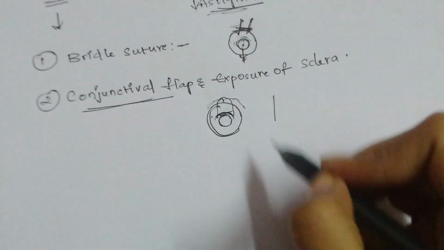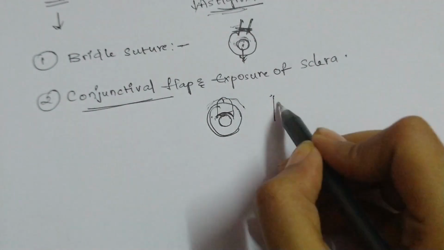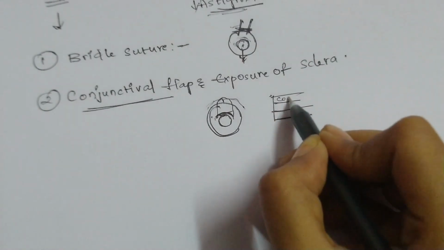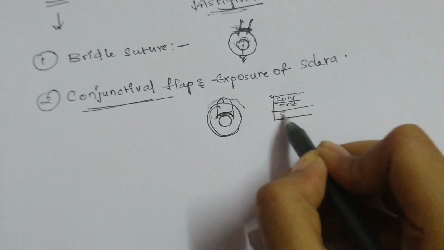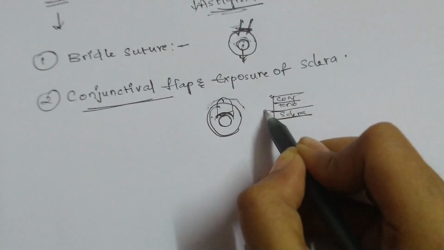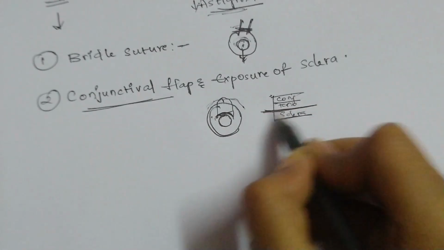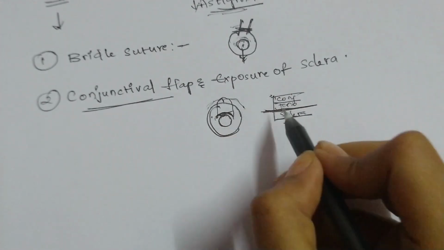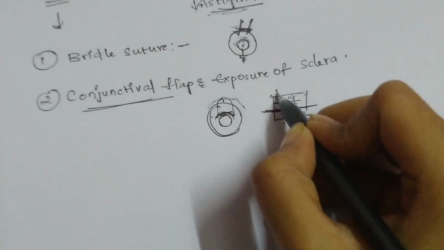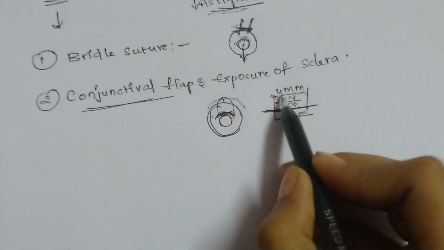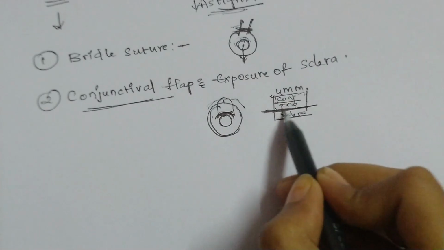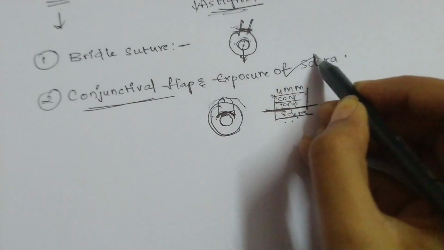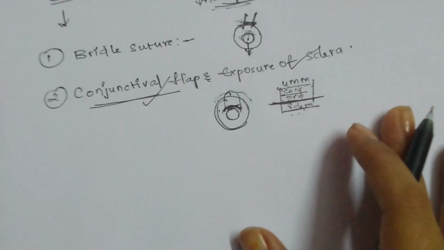If I cut this like this, you can see that this is conjunctiva, Tenon's capsule and sclera. So we have to separate these. These two things are separated from the sclera so that we can see the sclera now up to 4 millimeters. Up to 4 millimeters, conjunctiva and Tenon's capsule are separated from the sclera. So we exposed the sclera and we made a conjunctival flap.